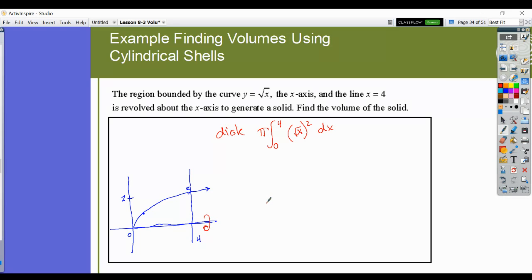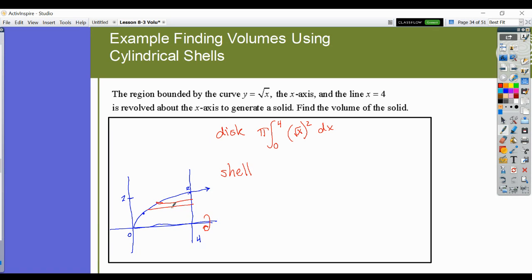But in order to help you understand the shell method, I'm going to do a problem that we could have done with the disk method. And then later you'll see that there are some that are definitely better set up for the shell method. So we need this. Otherwise, they get really hard. So instead of looking at all these little circles that I would make this way, I'm going to slice pieces this way and rotate them and get little cylinders.